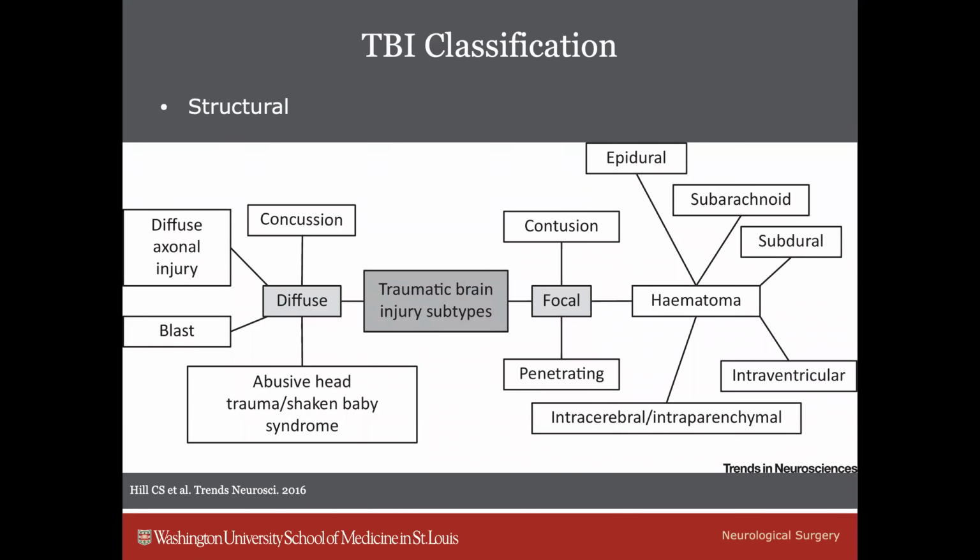A different way of classifying TBI is based on the structural nature of the injury. Again, you can have focal versus diffuse injury. In focal, you can have different areas of the brain that are injured. It could be blood in the subarachnoid space, subdural space, epidural space, in the ventricles, in the brain tissue. Or if it's diffuse, it could just be a concussion versus a blast injury or a diffuse axonal injury. All of these cause some degree of shear or rotational injury to the brain.